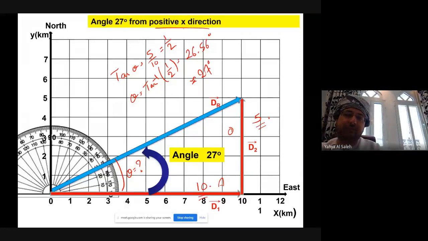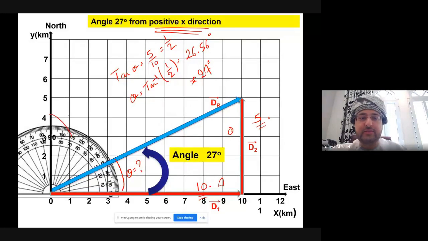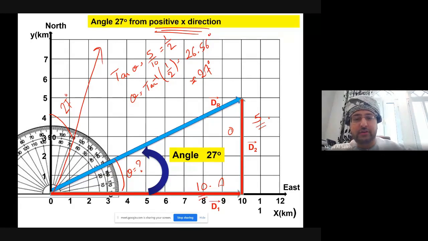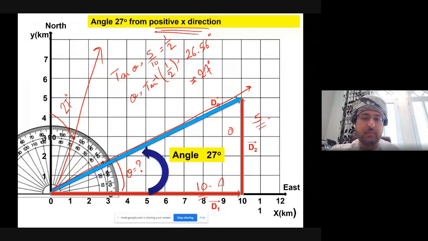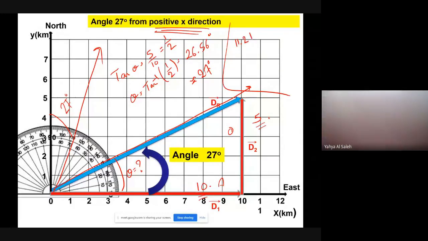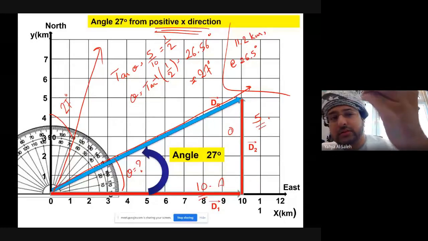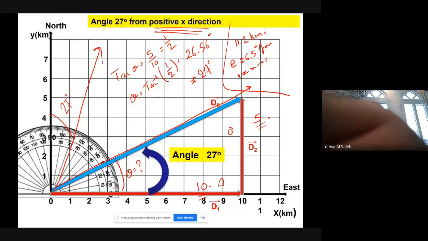I have to define, look, from the positive x direction, because I could also have 27 degrees from here, right? 27 degrees from here is very different than 27 degrees from here. This is sine, this is cosine, correct. But at the end of the day, when I'm reporting my answer, what I will say is 11.2 kilometers at 26.5 degrees from positive x axis.